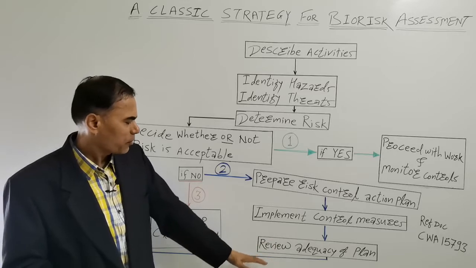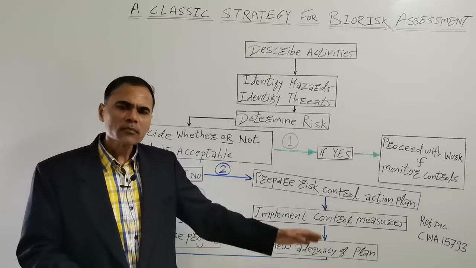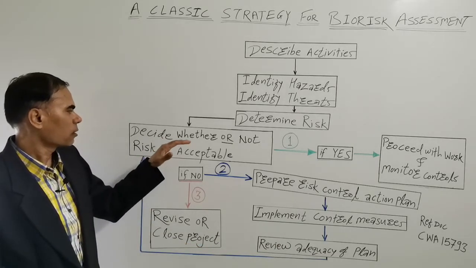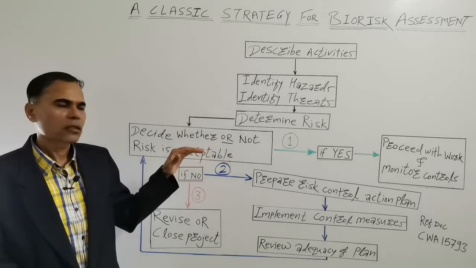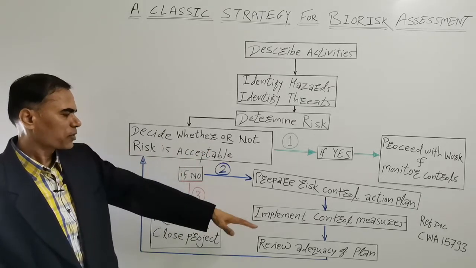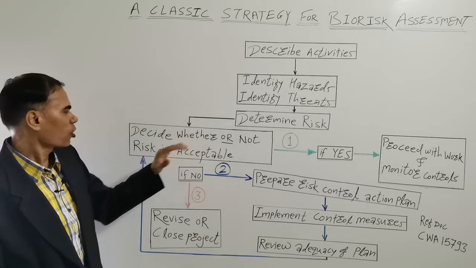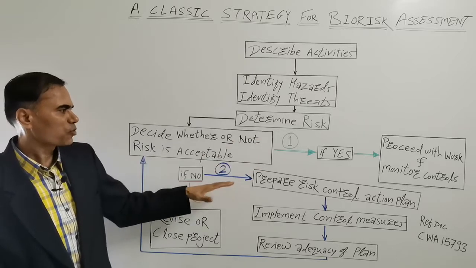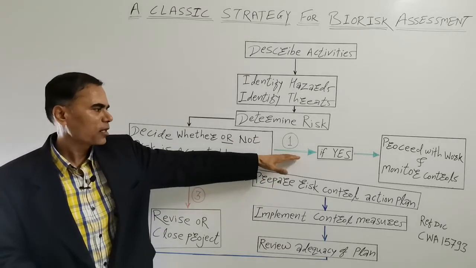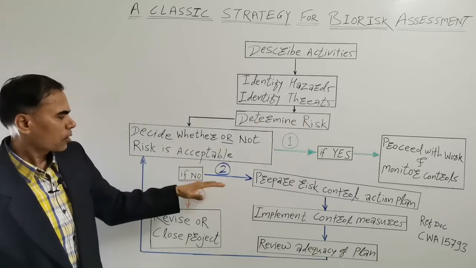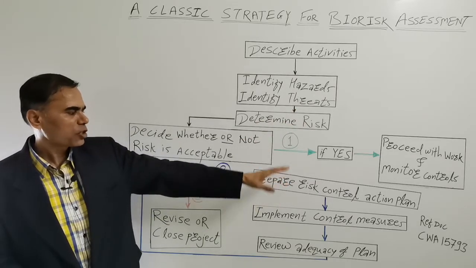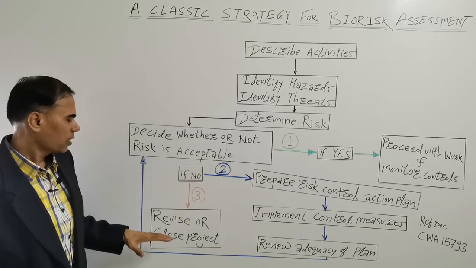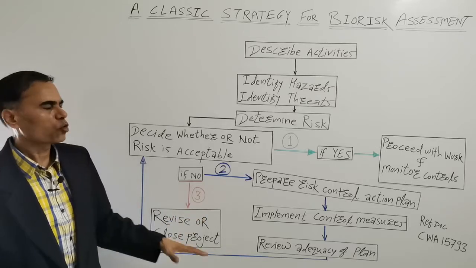And after that, finally you can review the adequacy of the plan and then see whether the risk is acceptable or not. When you do the review of the adequacy of the plan and decide whether or not the risk is acceptable, it depends on the situation. So you have three options. Option number one, if it's yes, proceed further. Option number two, take the necessary action to mitigate the risk. And option number three, you can revise or close the project. So these are the three options.